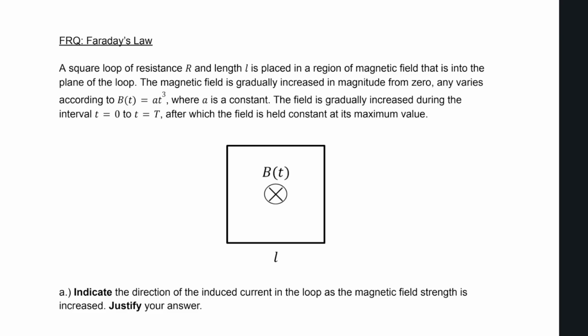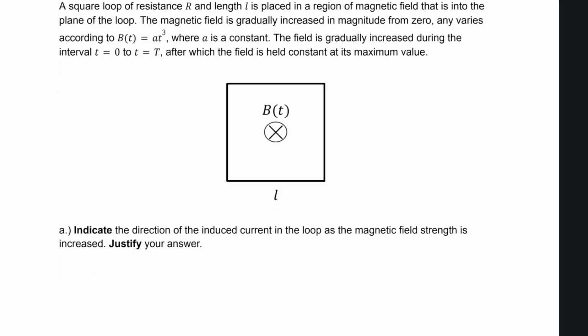So what we have here is basically this situation where we have a square loop, and we are just slowly increasing the magnetic field in the negative direction. So first, for the direction of the induced current in the loop, well, we are increasing the flux in the negative direction, so that is a negative flux change.